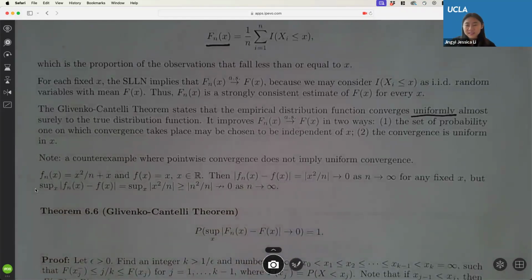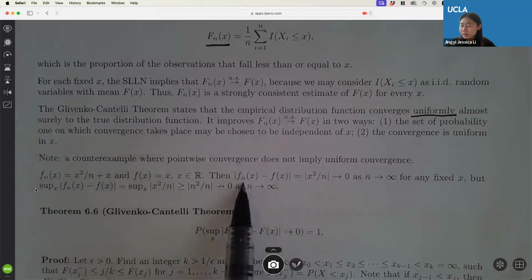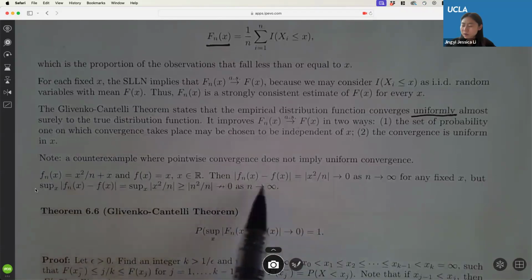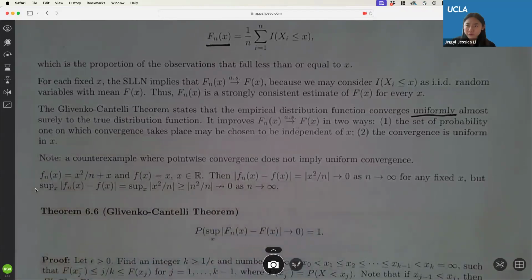Does that make sense? So you see, basically the difference between f_n(x) and f(x), the convergence rate depends on the x value itself. So that's why you don't have the same rate. So in this case, you do have pointwise convergence, but you don't have uniform convergence. So uniform convergence is a stronger result.